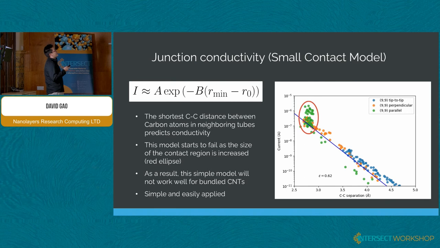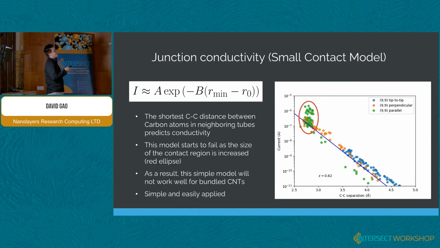So we can try to build conductivity models out of all of this information. The first one we have is what we call a small contact model. This is based on the shortest carbon-carbon distance in the system. We fit our results with this equation, and we come up with a model that's quite good for tip-to-tip and for perpendicular nanotube junctions. But as you can see, for the parallel ones, it's not so good.